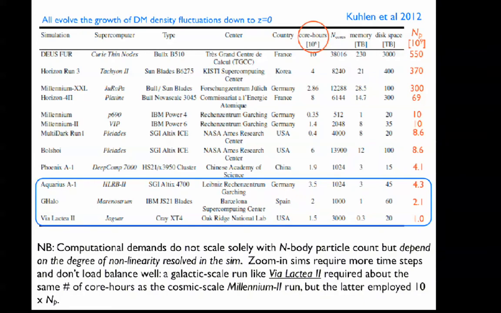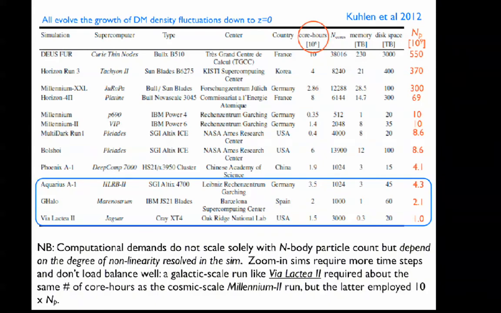When you do zoom-in simulations, you zoom in to the region of galaxies. This is state-of-the-art, and we're going to discuss those in a moment. They are typically run on a few dozen cores because they don't scale very well. Total number of particles: 550 billion here, down to a few billion in the case of subgalactic scales.